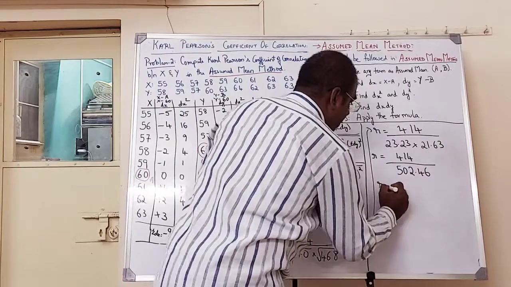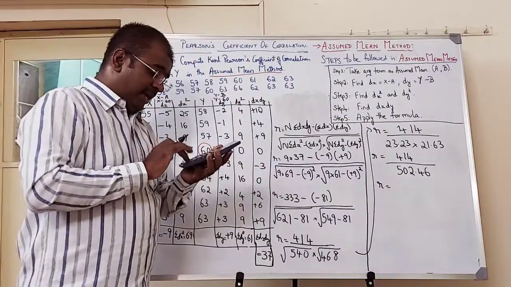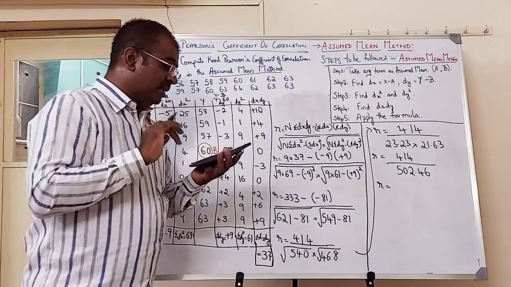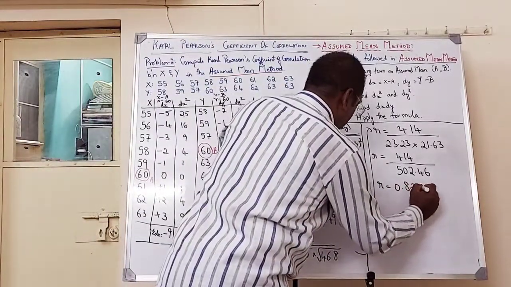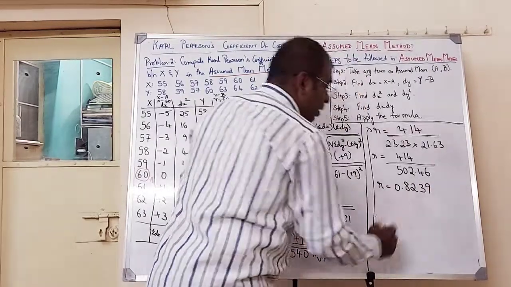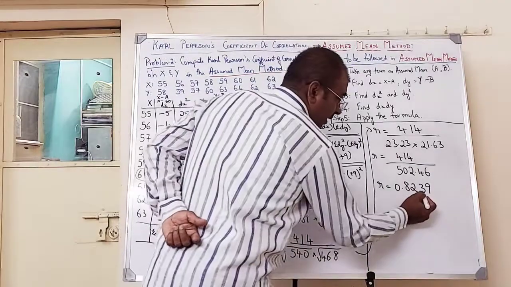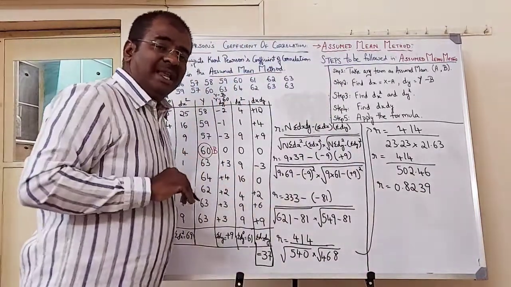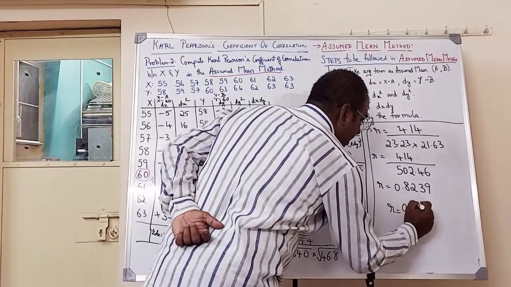502.46. Therefore R is equal to 414 divided by 502.46. Value of R is equal to 0.8239. So when we bring it down to two decimal places, the third decimal is 3, which is less than 5. Therefore R is equal to 0.82.